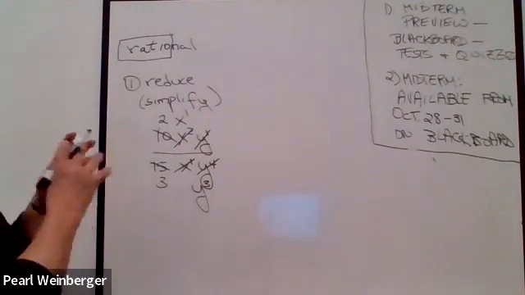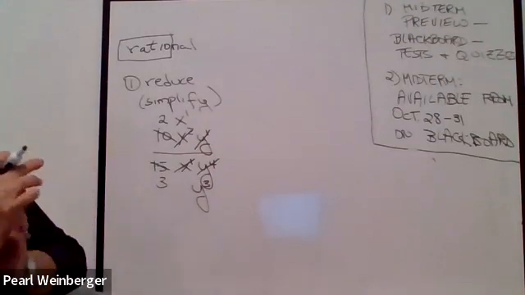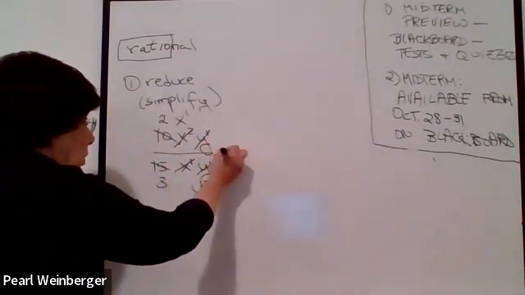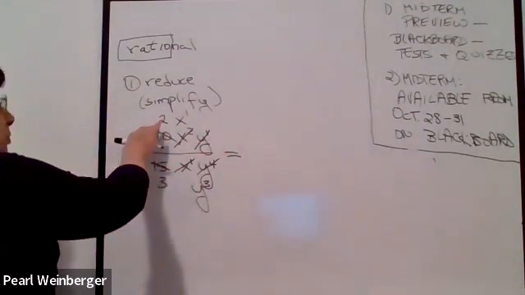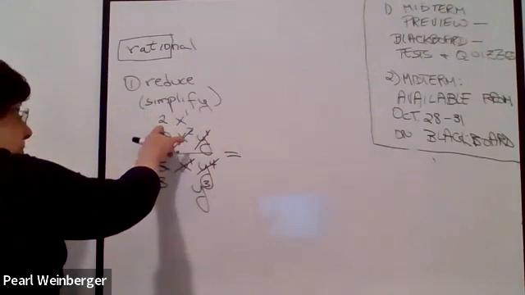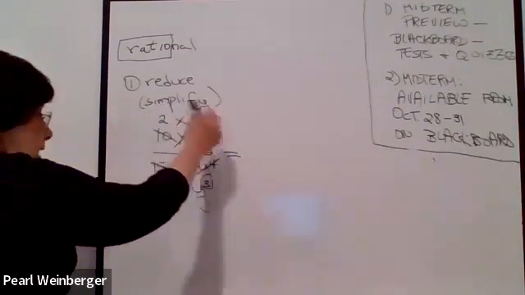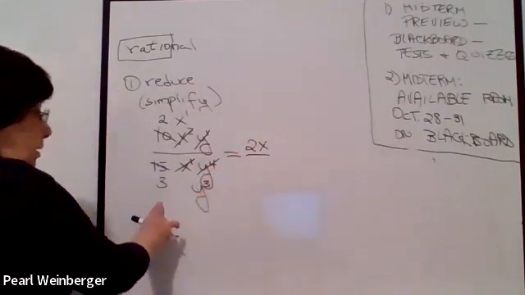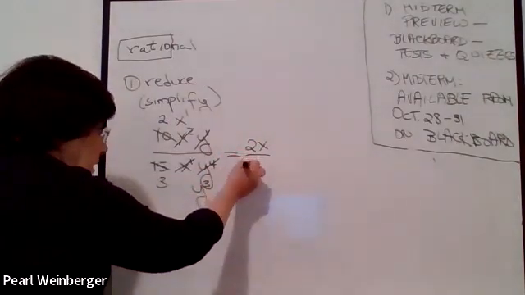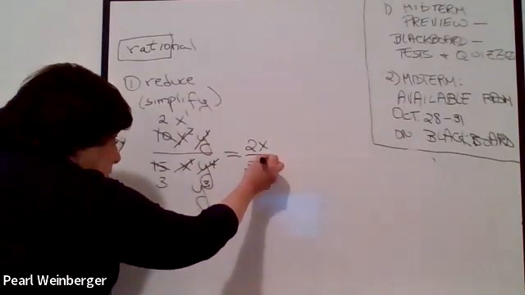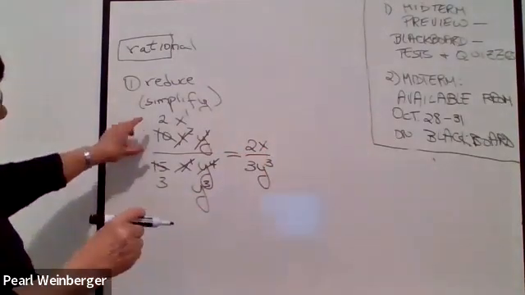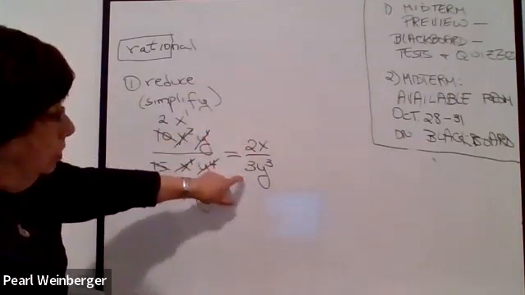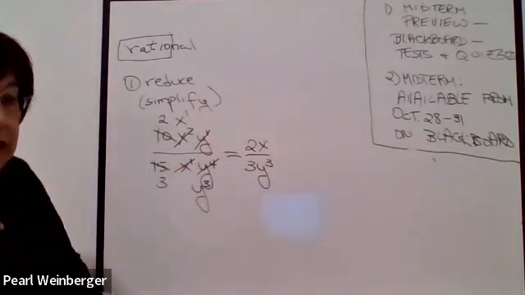Now, you have to do this pretty neatly because, if you notice, there's a lot of crossing out. We have to see what we're left with after we cross everything out. So on top, we have a 2 and an x, so that's 2x. And in the bottom, we have a 3 and a y to the third. So my final, simplified answer is 2x over 3y to the 3rd.